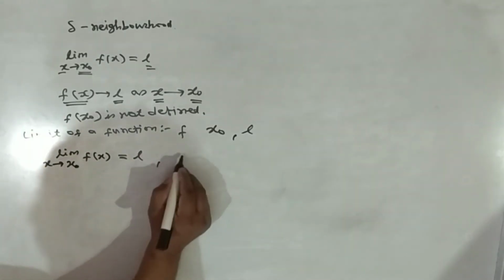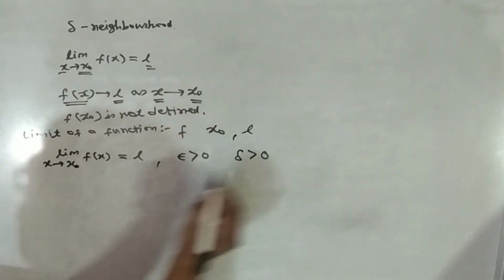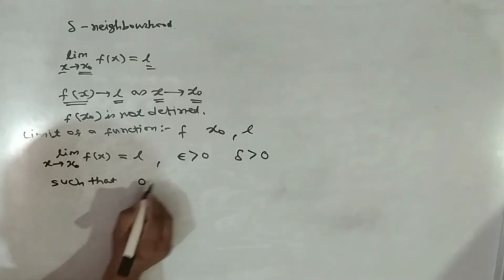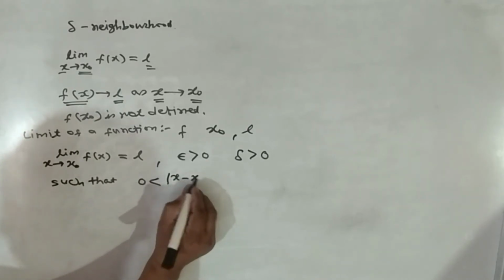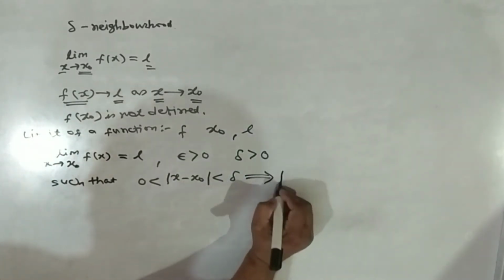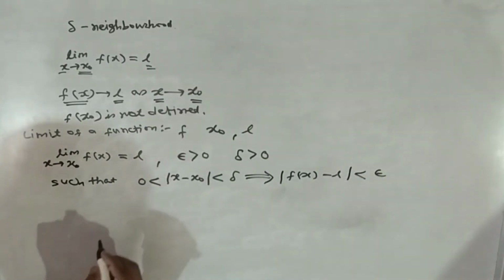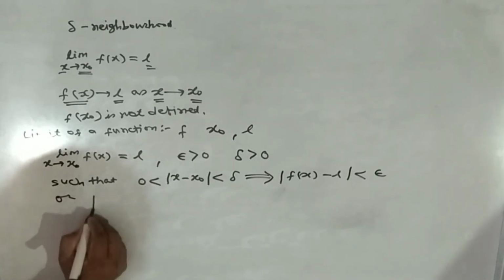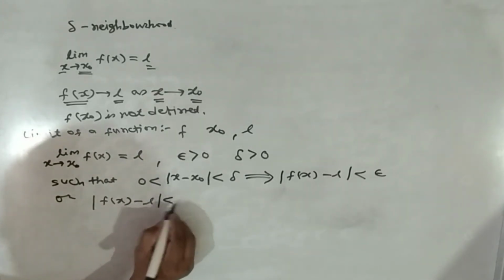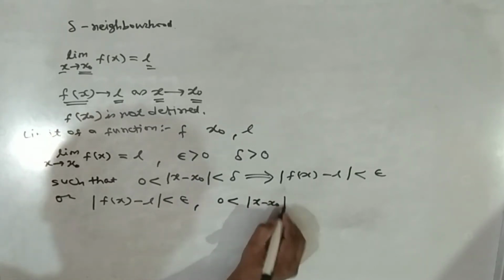If for every epsilon greater than 0, there exists a delta which is also greater than 0 such that 0 is strictly less than mod x minus x0, which is strictly less than delta, this implies that mod f of x minus L is strictly less than epsilon, whenever 0 is less than mod x minus x0 is less than delta.